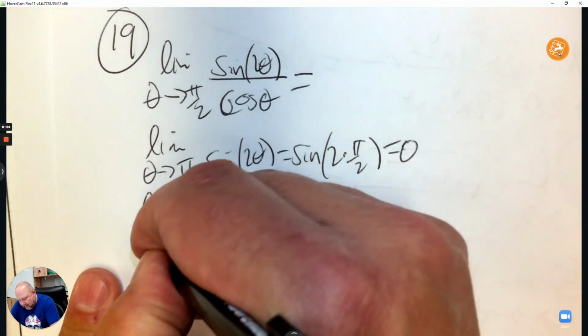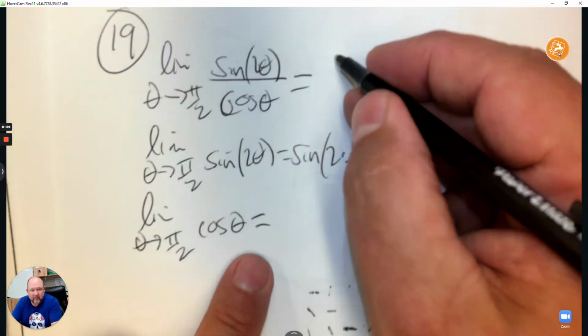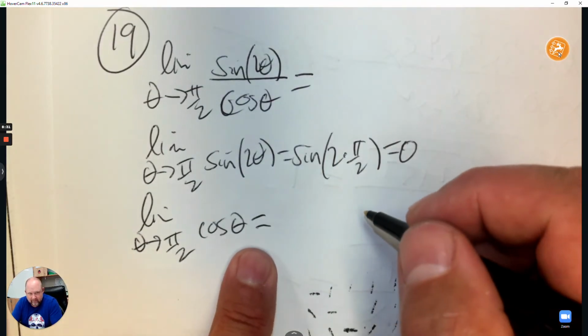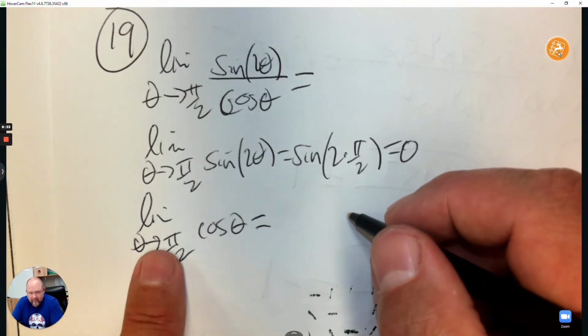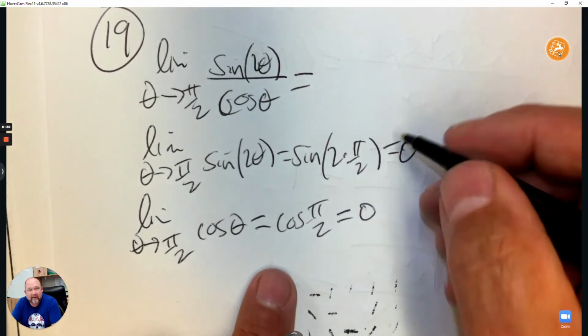If I looked at the denominator separately, this is a much better way. Otherwise, if you write 0 over 0, you'll get a point taken off the exam. So evaluate at pi over 2. At pi over 2, the x coordinate there is 0, so it's indeterminate.